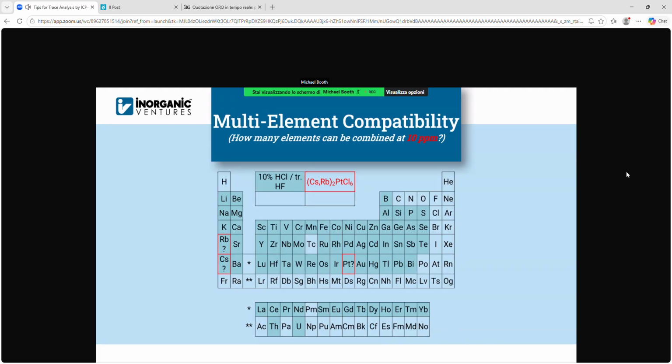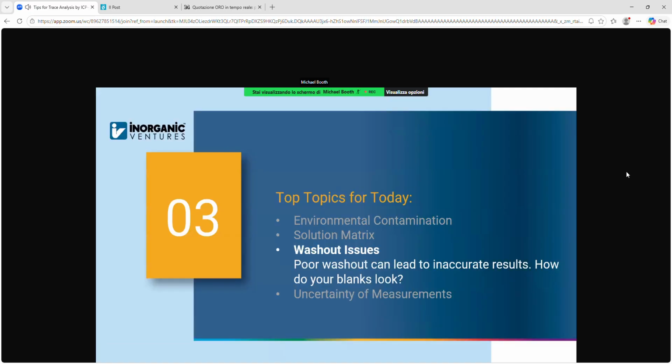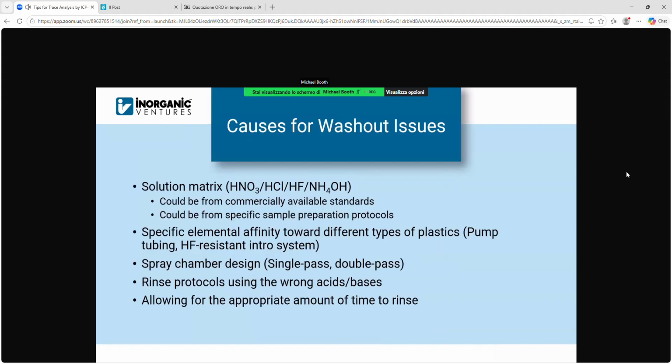All right, so next section for this morning, we're going to talk about washout issues and how poor washout can lead to inaccurate results. So what are the causes for washout issues? And we just talked about the compatibility of the elements and how important that is to make sure you have the proper matrix for the proper element mixes.